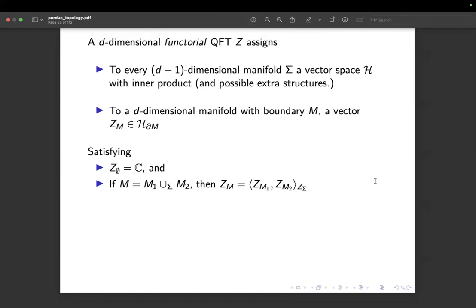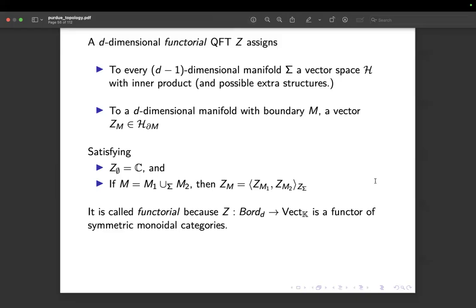And if manifold M is obtained by gluing along the common boundary, then the partition function should satisfy the summing over all possible field configurations. So you can take it and glue it together and you'll get a partition function. Okay. And it is called functorial because the functor is actually a functor of symmetric monoidal categories.